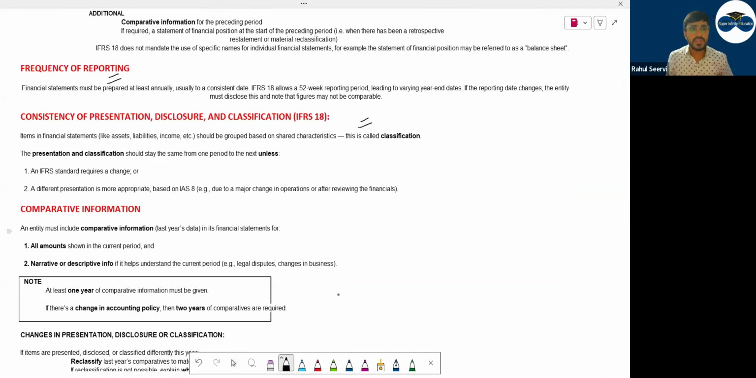Now coming to consistency of presentation, disclosure, and classification. In your class 11th and 12th, you would have covered the topic under inventory. How inventory is valued. LIFO, FIFO, weighted average cost. Have you done this or not? Yes? You have done this. What does LIFO mean? What does FIFO mean? What does weighted average cost mean?